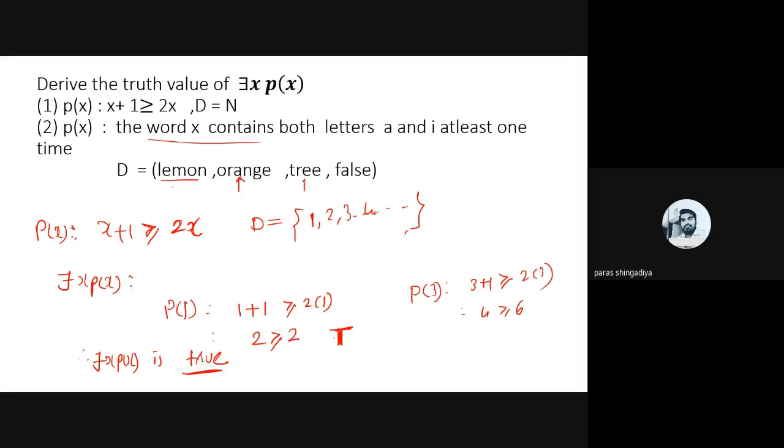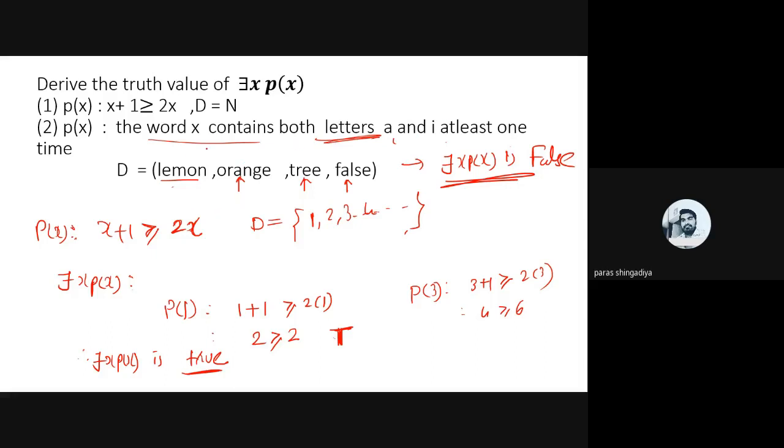Okay, then after that is a tree, so there is no a and I here. And then after false, okay, in this word, a is included but I is not included. So there is no such word given in the domain that contains both letters a and I at least one time. Okay, so the answer of there exists x P(x) for the second case will be false. Okay, it is false for the second example. There is no such word given in the domain which includes a and I both.